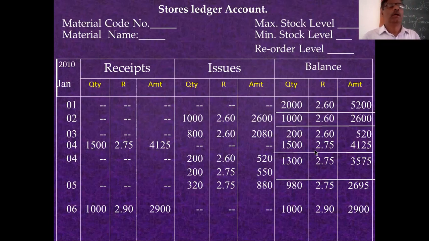Issue is there. Now you put the underline to the balance column. Okay, you put the underline, then start the issue. Date 5. What is the quantity to be issued?